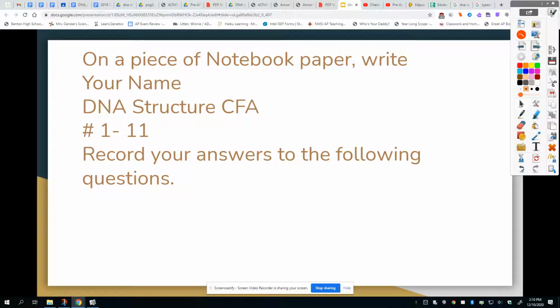All right, so now hopefully you printed your CFA out. If not, you can open it up and answer on a piece of notebook paper, but you're going to go through the CFA and answer those questions 1 through 11. Pause the video while you answer those. When you're done with that, you can hit play and check your answers and see how you did.